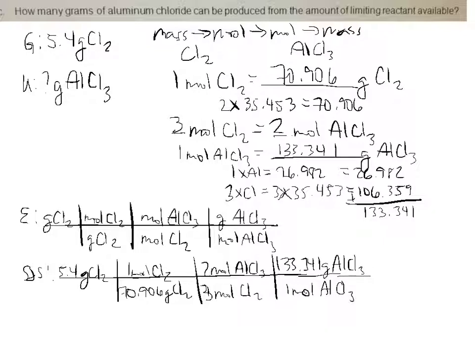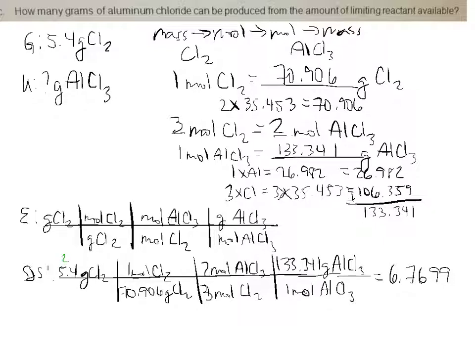So what are we doing math-wise? We are dividing 5.4 by 70.906, multiplying by 2, dividing by 3, and then multiplying by 133.341. If you're not comfortable doing this, multiply straight across the top, get yourself a number, multiply straight across the bottom, get yourself a number, and then divide the two. So when we do the math on this, we get 6.7699.